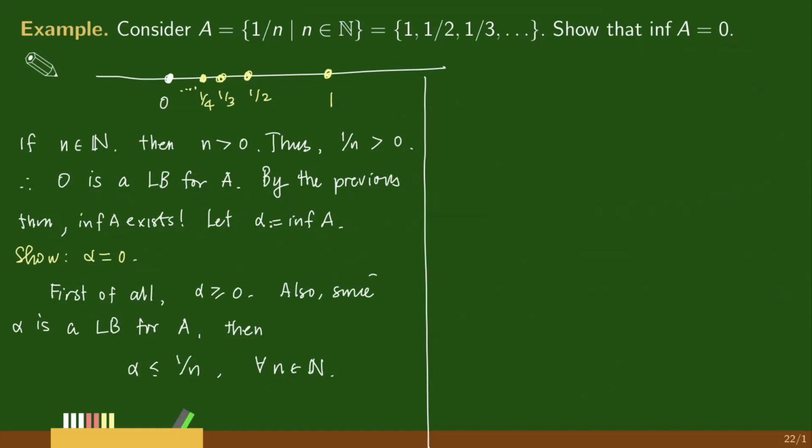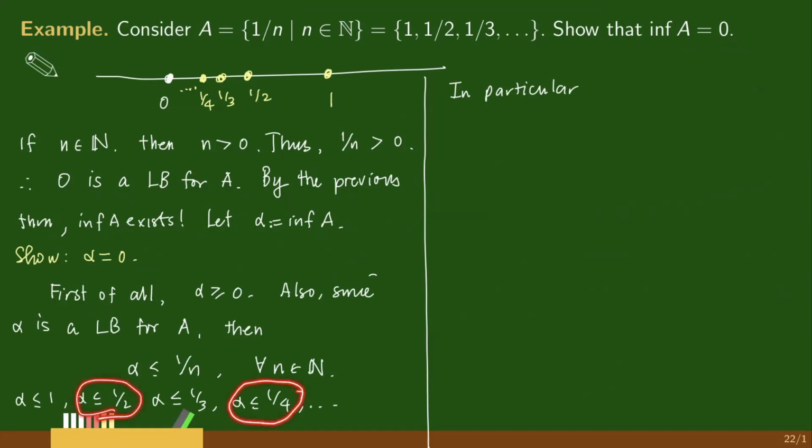Okay. In particular, what I'm saying in the previous line is that alpha is less than or equal to 1. Alpha is less than or equal to 1/2. Alpha is less than or equal to 1/3. Alpha is less than or equal to 1/4. That's what I mean to say. No? Although, the expression says for all n. In particular, if you look only at the even indices, you throw away the odd ones.